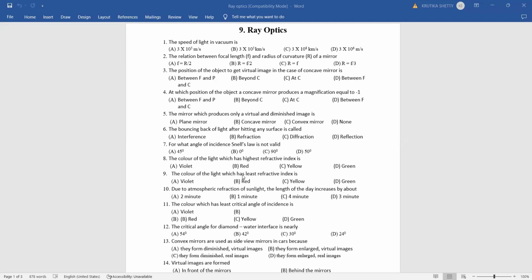Next, question number 9: the color which has the least refractive index. That is red. Option B is the correct answer. Yes. Last question, after this we will stop. Due to the atmospheric refraction of the sunlight, the length of the day increases by about. Actually, this is there in the 10th class, that it increases by 2 minutes. Some general questions are also there in this. So you can take option A, that is 2 minutes.